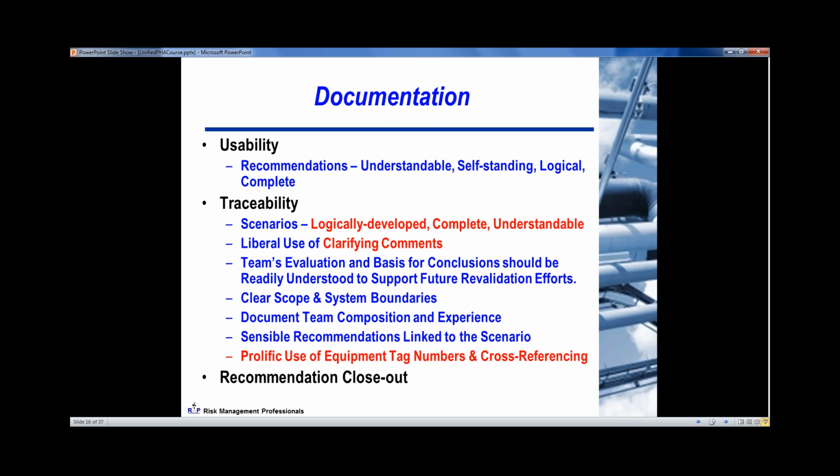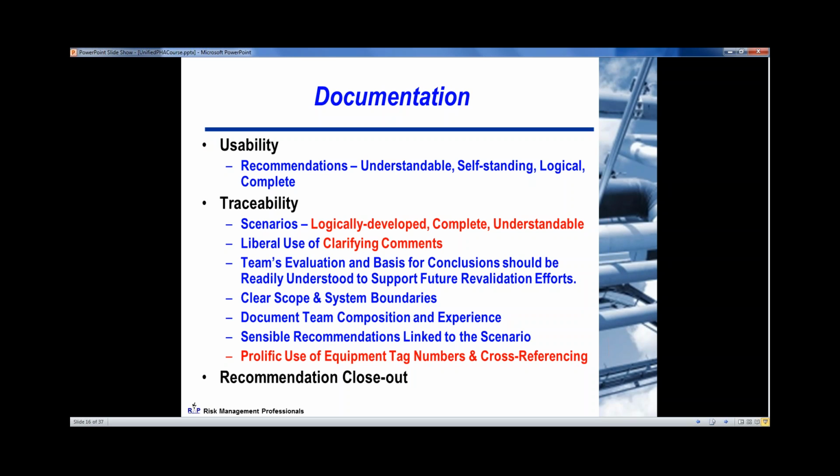For traceability, you want to be able to go back and reconstruct what the team's thought process was. Scenarios need to be logically developed, complete, and understandable. They should paint a picture like you're watching a Hollywood movie of what's going on during that upset condition at the facility. I like to use the comments column quite a bit, putting a lot of information in there.